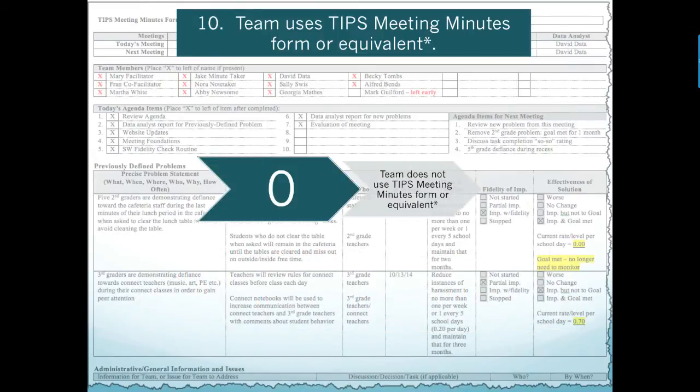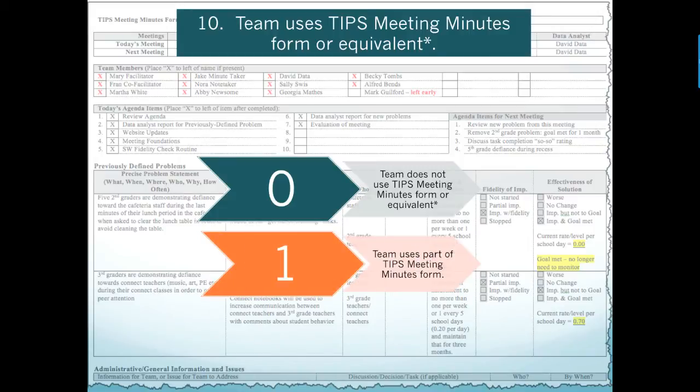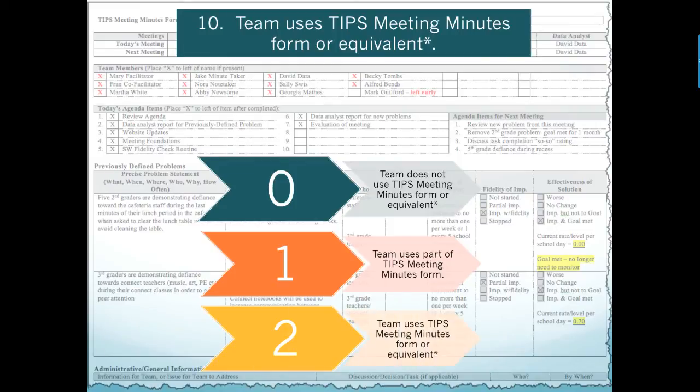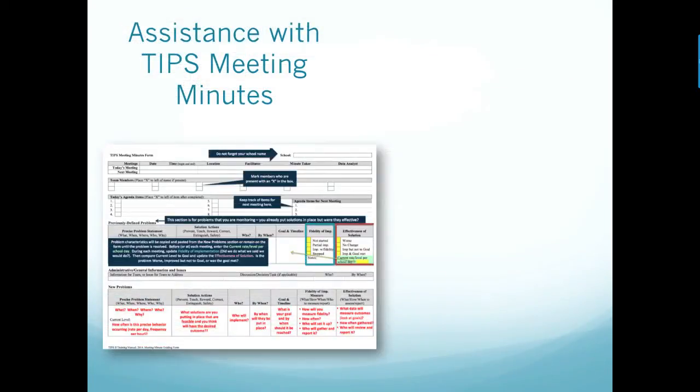A score of 0 is going to reflect that the team is not using a TIPS meeting minute form or any kind of equivalent. A score of 1 reflects that the team is using part of, but not the complete TIPS meeting minute form. And a score of 2 reflects that the team is using the TIPS meeting minute form or an equivalent.